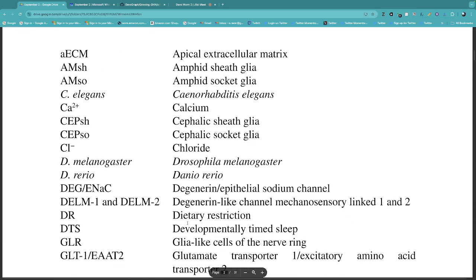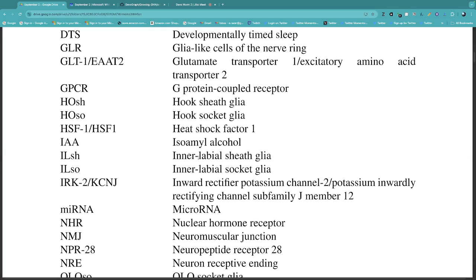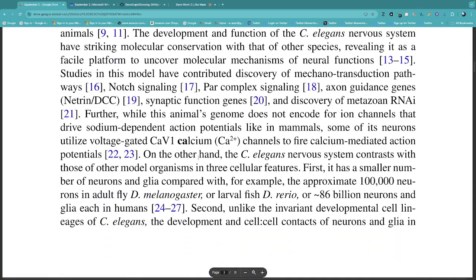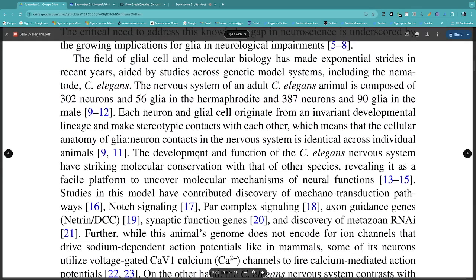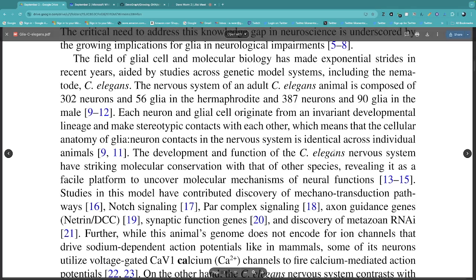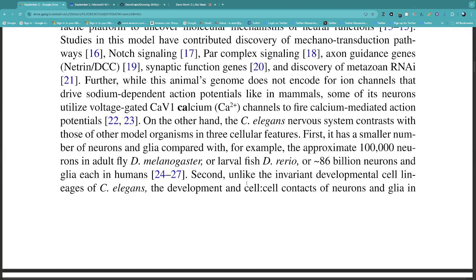So they have a list of abbreviations here, as we know, molecular biology and cell biology have a lot of different types of abbreviations. So this is a nice overview of abbreviations. And so they go into some of the aspects of C. elegans and how a lot of development and the function of development is conserved with other species, and this makes it another reason why it's a nice experimental model. And so there are a lot of things going on.